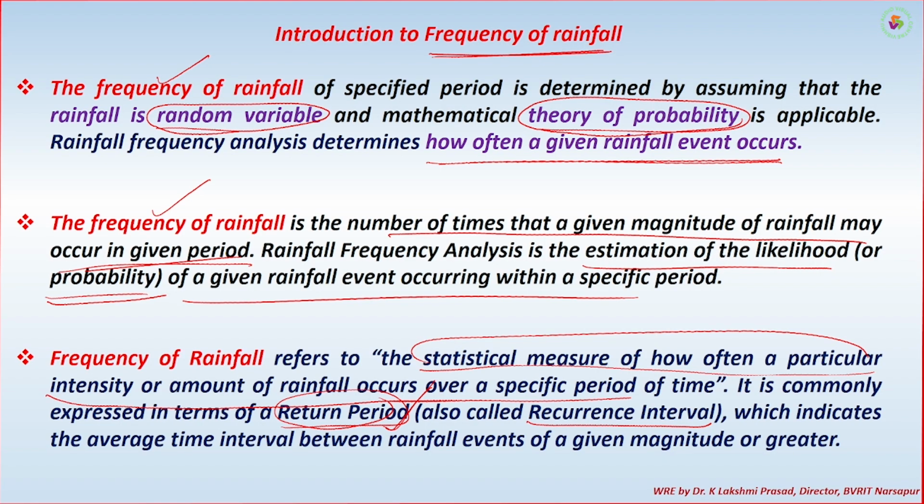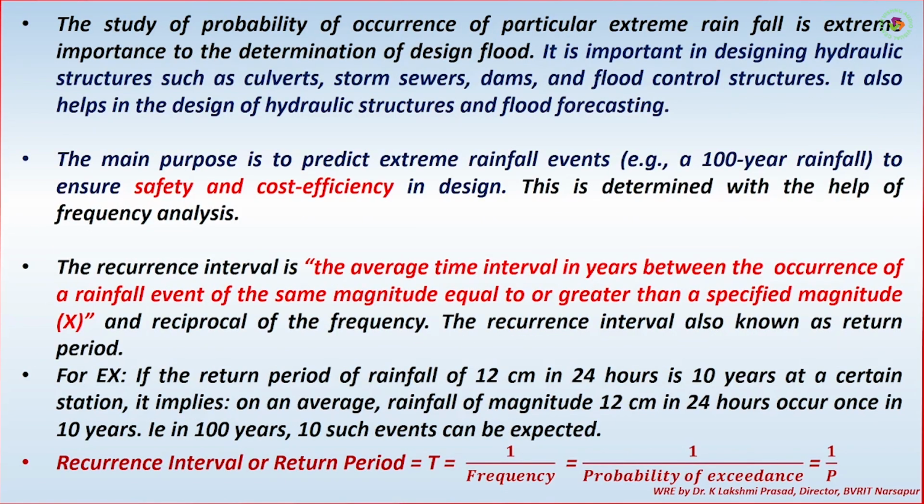What is the return period? It is the average time interval between rainfall events of a given magnitude, or of course greater also. It is the average time interval between the rainfall events of the same magnitude or greater. The study of probability of occurrence, what for all this? Why are we studying it? The frequency of rainfall, the probability of exceedance of rainfall, the return period, all these three, why are we studying them?